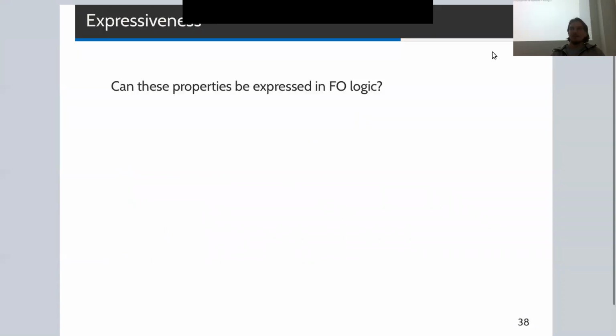And we can again talk about how expressive this logic is. So clearly it will be less expressive than MSO logic because we don't have the set quantifiers anymore. But can we, for example, express that the graph has an independent set of size k?